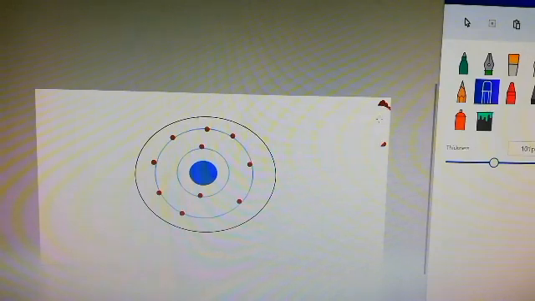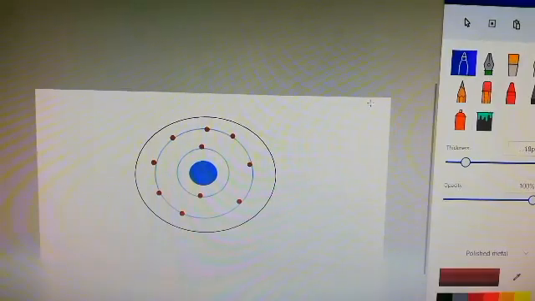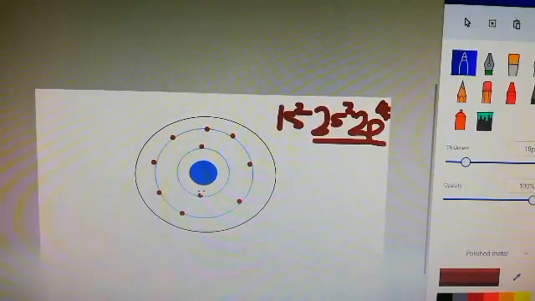Let's have the argon. So, ang argon has 18 atomic number. So, we already had 10 electrons, diba? 8 electrons doon sa 2p. So, 1s2, 2s2, 2p6. After 2p6, we have 3s2.